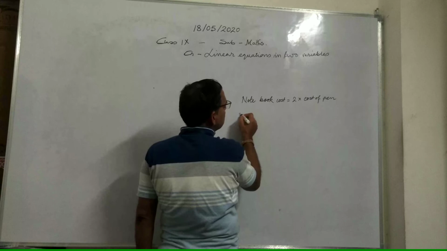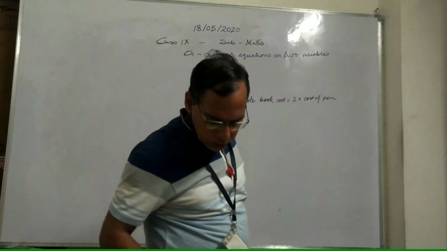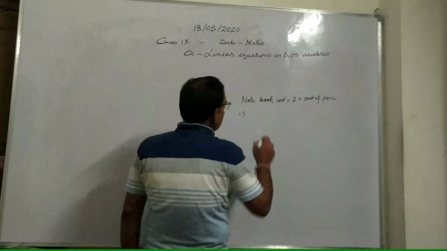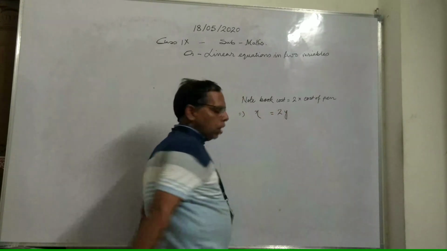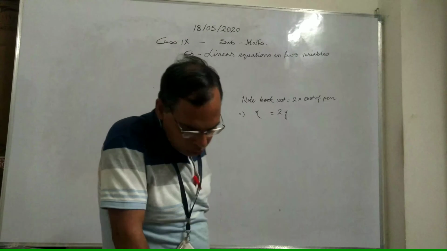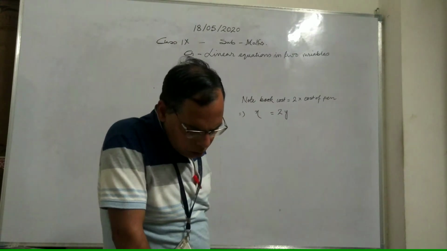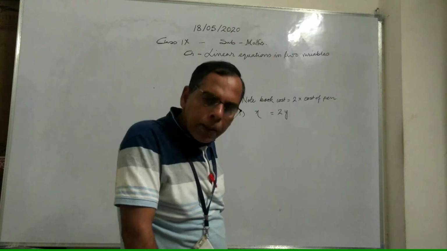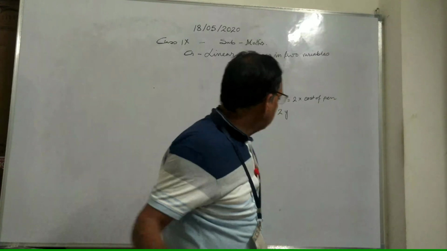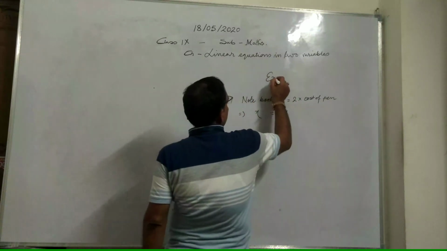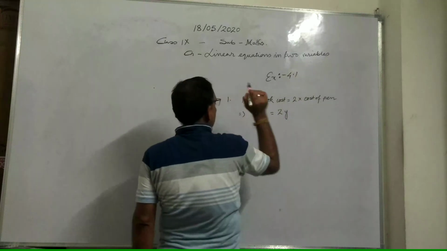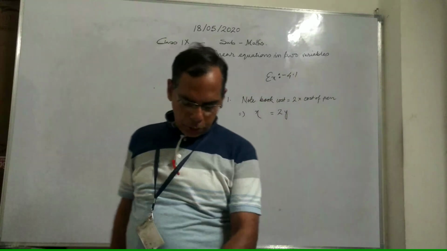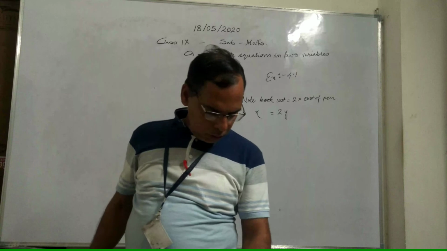So that means, now the notebook cost they are considering x. So x equals twice y. Because the cost of a notebook is twice the cost of a pen. Okay? Clear? This is exercise 4.1, question number 1. Another thing I have already explained. Now let's see the next one.